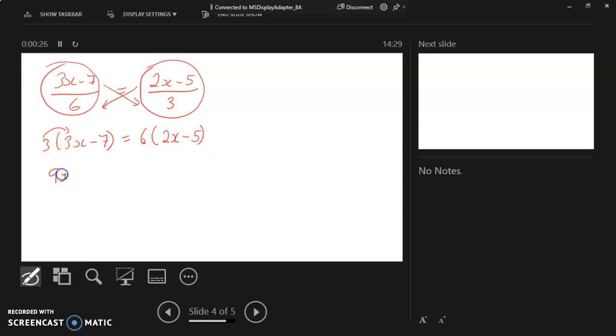3 by 3x is 9x. 3 by minus 7 is minus 21. 6 by 2x is 12x. 6 by minus 5 is minus 30.